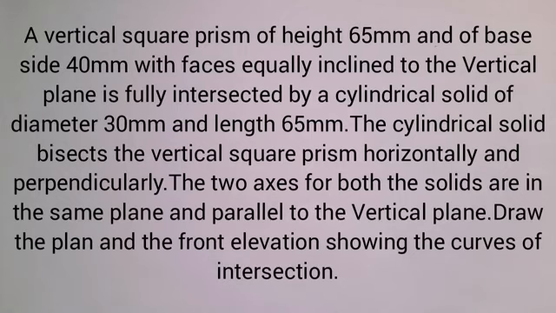The second condition is that the faces of the square prism, the square base, are inclined to the vertical plane. They're not supposed to be perpendicular or parallel, but instead they should be inclined. So we shall see how the faces will be inclined. Those are the two main conditions we should fulfill.